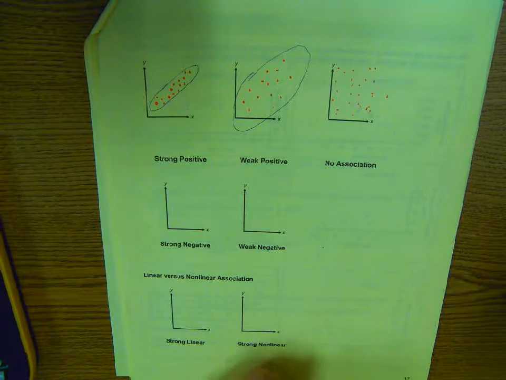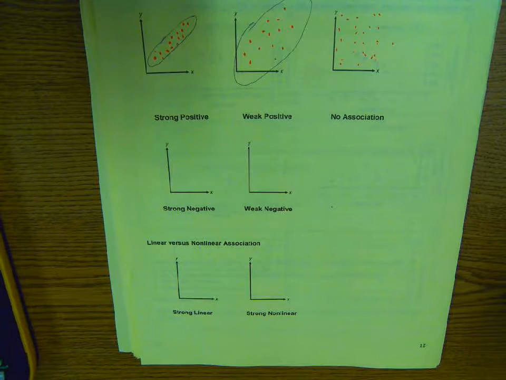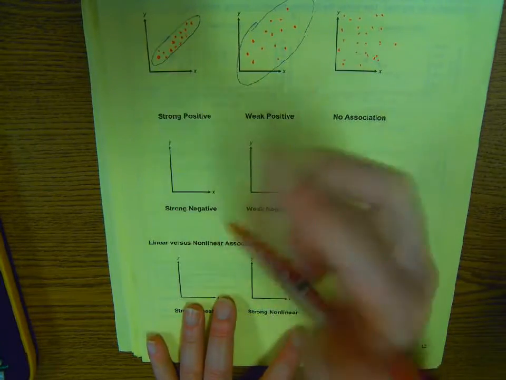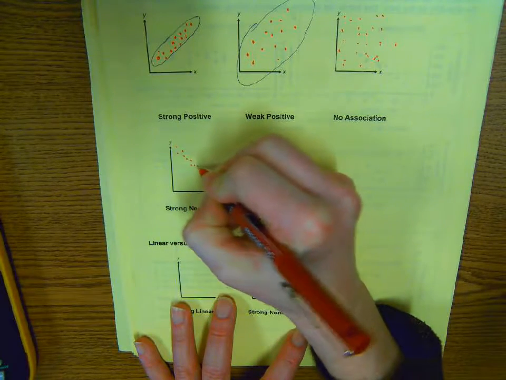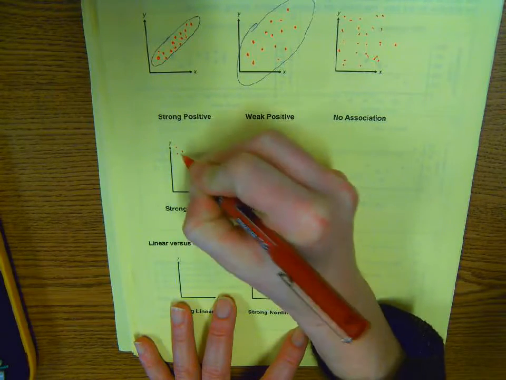Okay, so what do you think the difference then is between strong positive and strong negative? Yeah, like a line with a negative slope. So we're going to make a close pattern again, but now we're going to start our pattern up here, and we're going to make them go down, but still real close together.